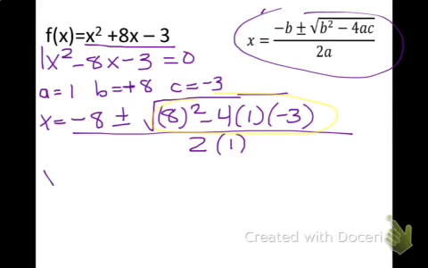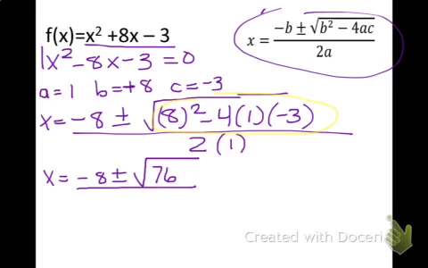Okay, so I'll get x is equal to -8 plus or minus the square root of 76. If you put that in your calculator correctly, or if you do it by hand, you will get that 8 squared is 64. And then you get minus -12, which is the same thing as adding 12 to it. And at the bottom, we don't have to say 2 times 1, we can just say 2.